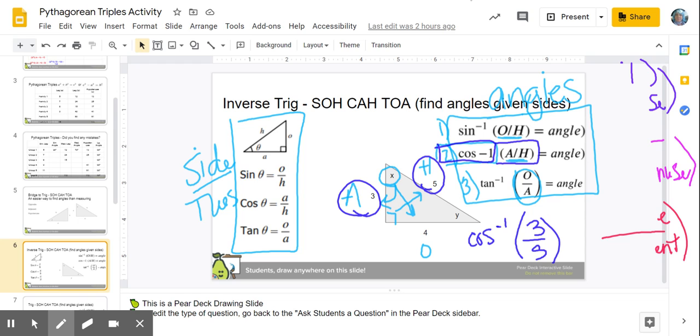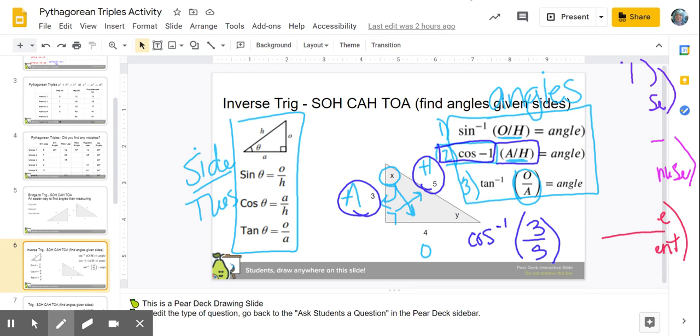Cosine -1, 3 over 5. So when you go into your calculator, you want to type in cosine -1. If you go down to the little keypad down here, they're conveniently located in functions. So cosine -1, that's the one we want. We're finding an angle. That's why we need the little -1 up there. You want to go to the wrench and make sure that you are in degree mode. If you're in radian mode, it's going to give you a weird decimal. When you get to math analysis in a couple of years, you'll definitely use radians, but in geometry, we always use degrees.